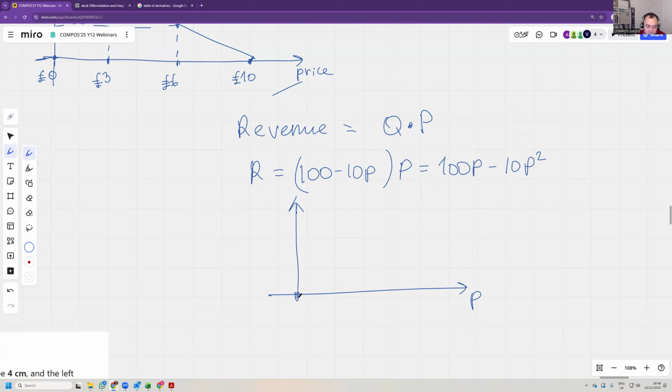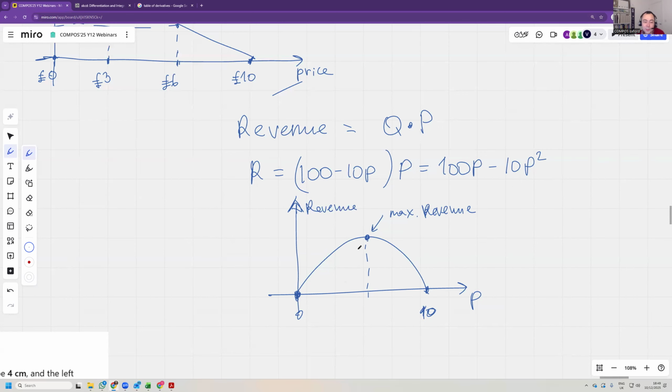So if your price is 0, your revenue will be 0. You make 0 money if your price of the loaf of bread is 0. And if your price is 10, you also make 0 because you sell exactly 0 loaves of bread. And somewhere in between, there's an optimum point which maximizes your revenue. So maximum revenue, not profit, because profit and revenue are different things, but that doesn't really matter today. So this is your revenue, and that's what you're looking for.